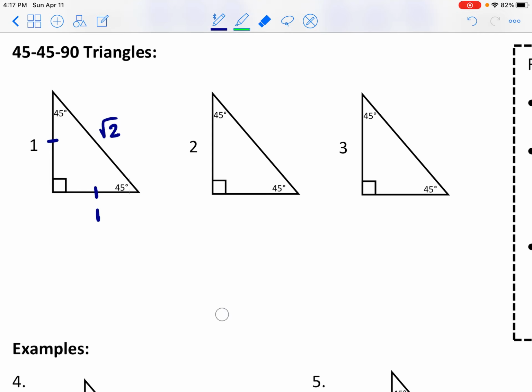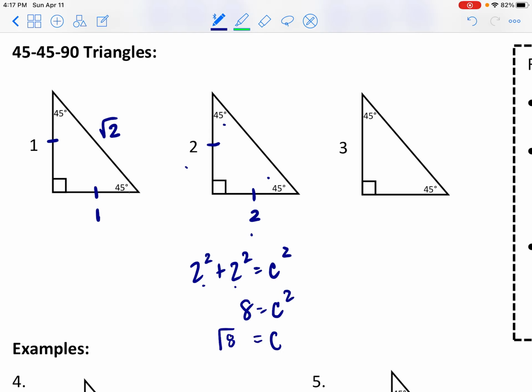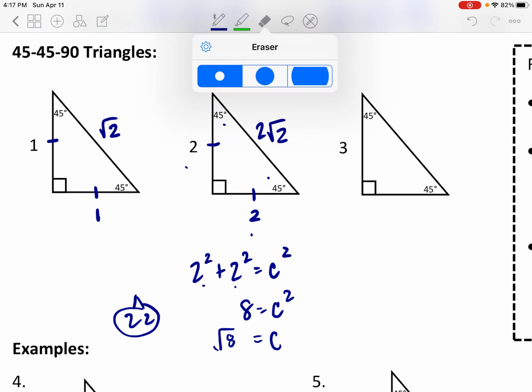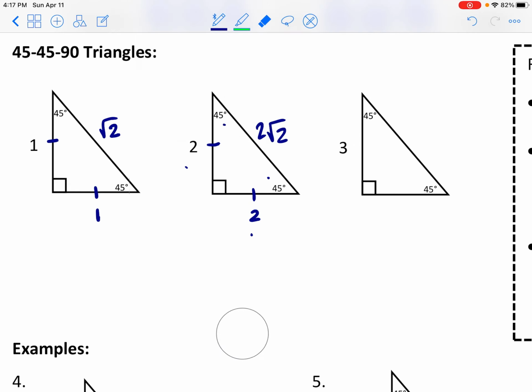Okay, if we go to the next one, if this side is 2, this side's going to have to be 2 because those angles are equal, those sides will be equal. Then if we use the Pythagorean theorem, 2 squared and 2 squared is going to equal the hypotenuse squared. That's 4 and 4, which makes 8. So c is going to be the square root of 8, and the square root of 8 simplifies. 8 is 2 times 4, which means a 2 is going to come out and a 2 is going to stay in. So we're going to end up with a 2 radical 2 here. I'm making a mess here, I apologize, but I'm trying to go kind of quickly.